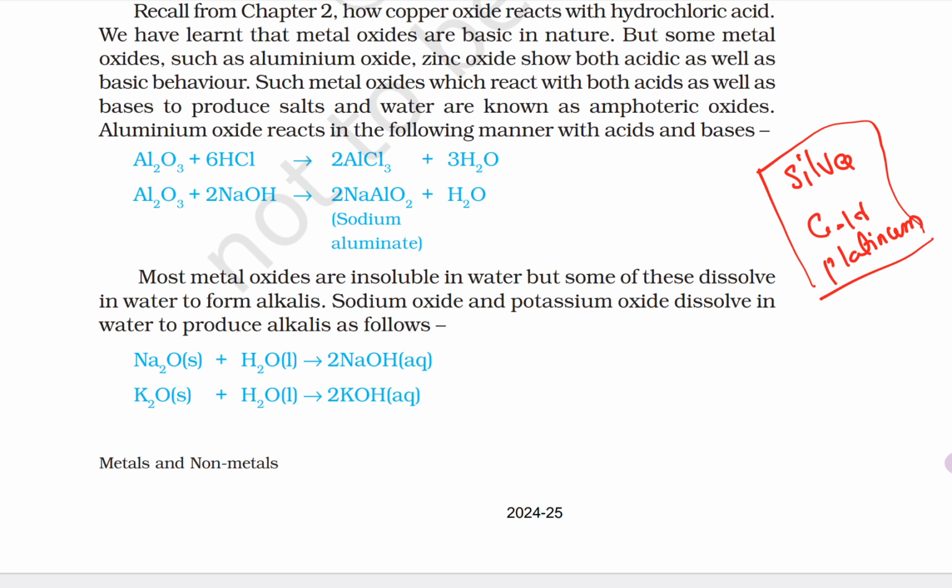So we can conclude that highly reactive metals burn with bright flames and form basic oxides. Moderately reactive metals form an oxide layer that protects them from further reaction, and less reactive metals do not react with air. So this is the conclusion about the reaction of metals with oxygen.